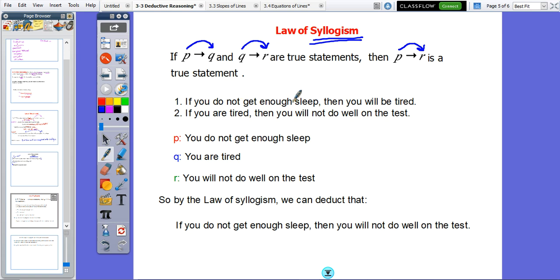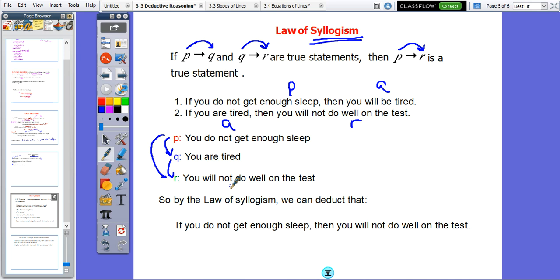So, for example, if you do not get enough sleep, then you will be tired. Pretty valid. P, Q. And if you're tired, that's our Q statement from before, then you will not do well on the test. So P implies Q, and of course Q implies R. So by the law of syllogism, if you don't get enough sleep, then you will not do well on the test. That's how the law of syllogism works. It takes the original hypothesis and ties it to the final conclusion. Even though there are multiple conclusions and hypotheses made along the way, it ultimately leads to the final thing.